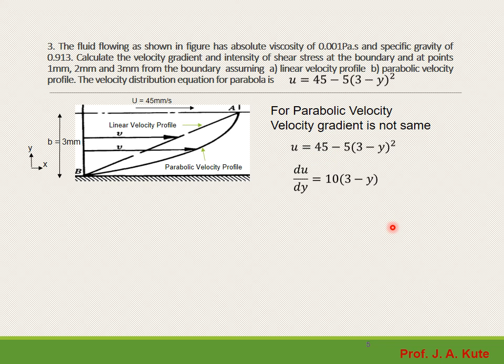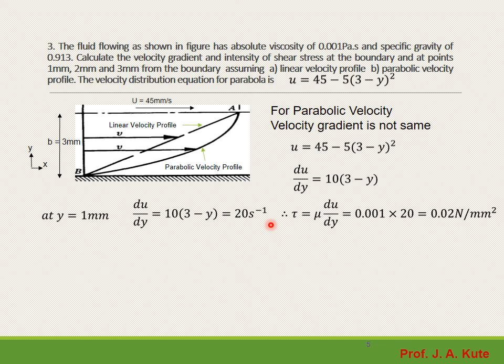Once you get this du upon dy equation, you can obtain the velocity gradient at any point. Suppose at the fixed plate y would be 0, at 1 millimeter distance y would be 1, at 2 millimeter distance y would be 2, and at 3 millimeter distance y would be 3. With the change in y, obviously the velocity gradient will change. Now at 1 millimeter distance from the fixed plate, du upon dy would be equal to 10 into in bracket 3 minus 1. So 3 minus 1 is obviously 2, so 2 into 10, that would be 20 per second.